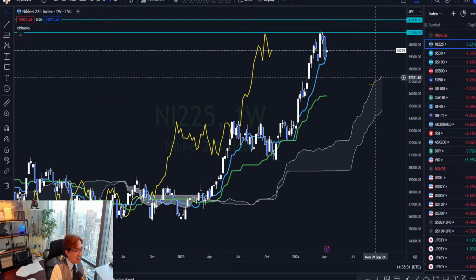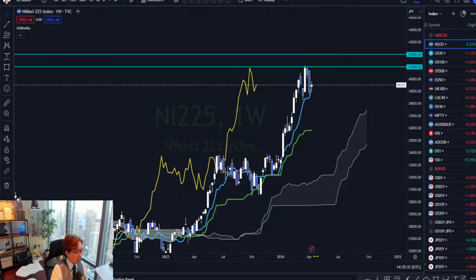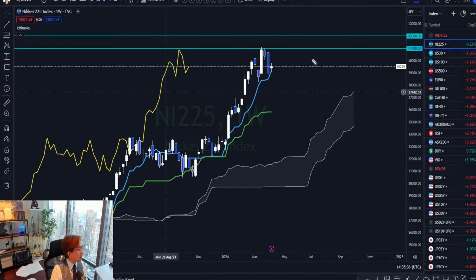And lastly, Nikkei 225. The Japan index has been bullish too. The price is still above the Tenkan Sen, and it has been supported by the Tenkan Sen before. So for now, it's bullish.